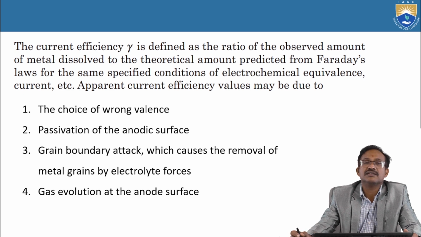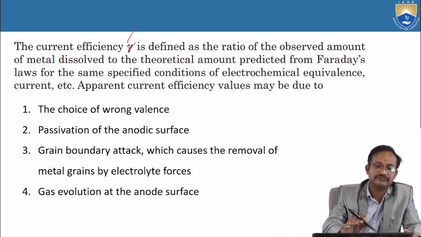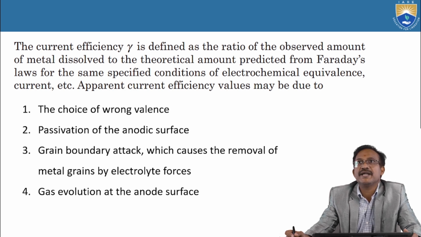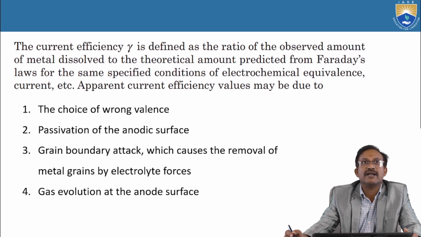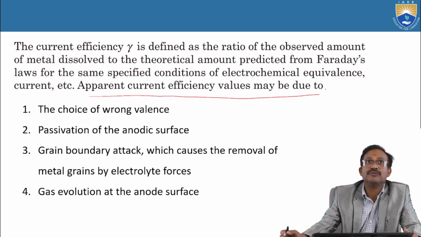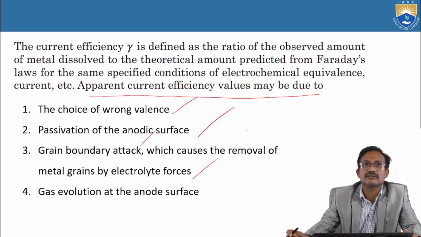The current efficiency, let us say not gamma, this is K, let us say the symbol is some other one, zeta, is defined as the ratio of the observed amount of metal dissolved to the theoretical amount predicted from Faraday's laws for the same specified conditions of electrochemical equivalence, current, etc. Apparent current efficiency values may be due to the choice of wrong valence, passivation of the anodic surface, grain boundary attack, which causes the removal of metal grains by electrolyte forces, and gas evolution at the anode surface.